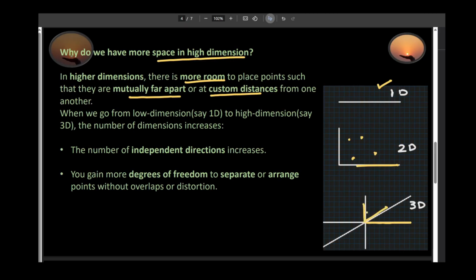So when we go from low dimensional to high dimensional, the number of dimensions increases. In other words, your number of independent directions increases. You gain more degrees of freedom to separate or arrange your points without overlapping or distortion. That's why you have more space in a high dimension.